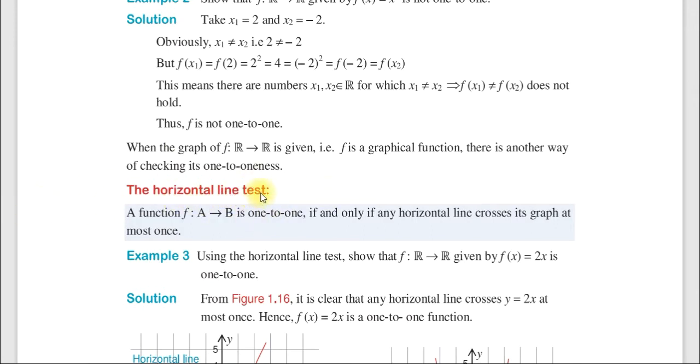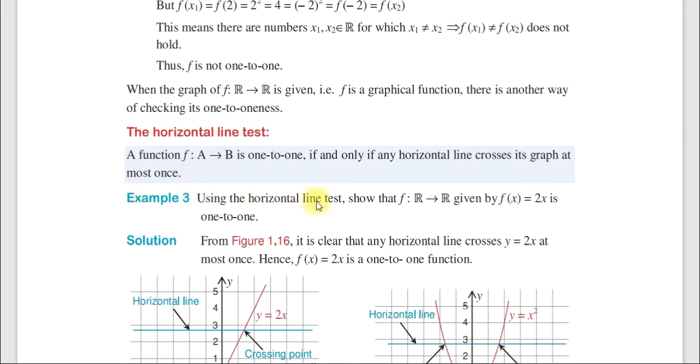Here we have what is called the horizontal line test. In our last class we saw the vertical line test. A function f from A to B is 1 to 1 if and only if any horizontal line crosses its graph at most once. A function can be called 1 to 1 only if its graph is cut at most once. So let's look at example 3: using the horizontal line test, show that f from R to R given by f of x equal to 2x is 1 to 1.